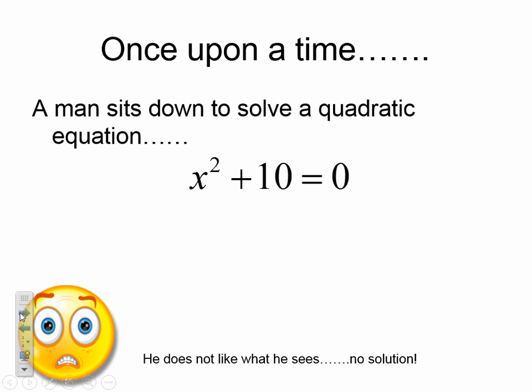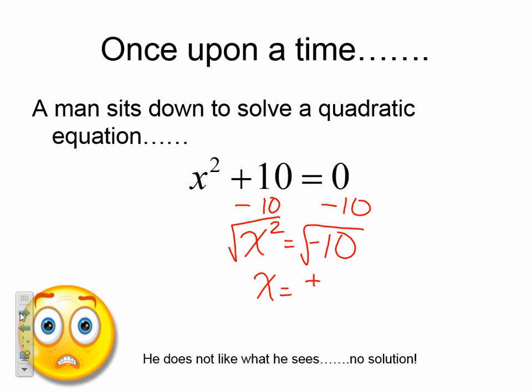Once upon a time, there's this man who sits down to solve a quadratic equation. And he looks at it and he says, hey, I can solve this. I can get the x by himself. I'm just going to go ahead and subtract 10, subtract 10. X squared equals negative 10. Then I'm going to square root, square root. Uh-oh. Plus or minus. He's trying to figure out how this whole square root negative number business works. In fact, if you were trying to calculate this in a calculator, it would give you an error message because there are no numbers in the real number system that when you square them give you negative values.